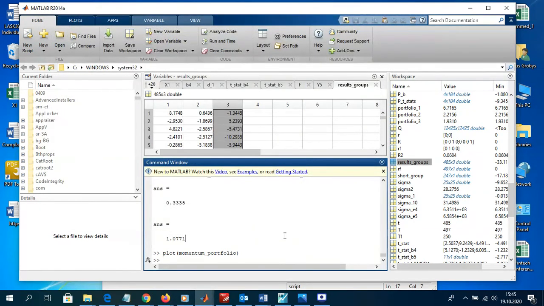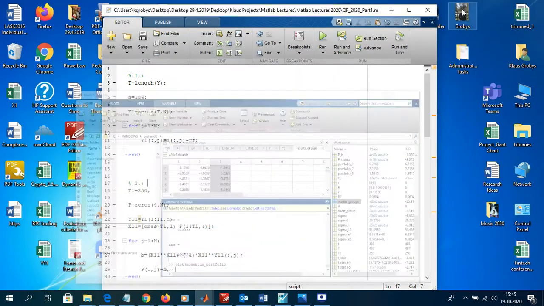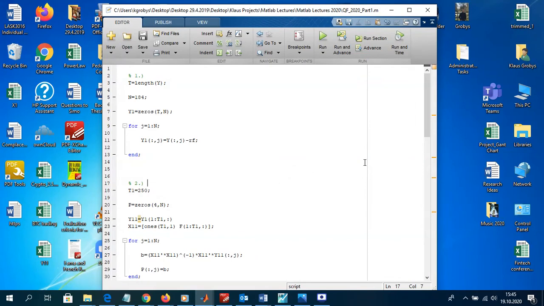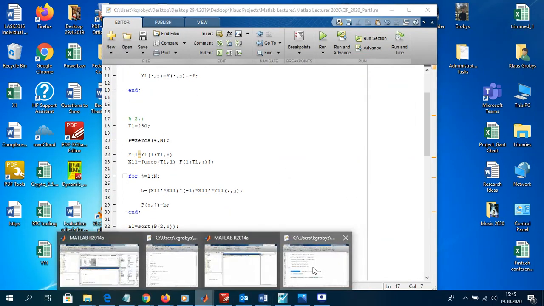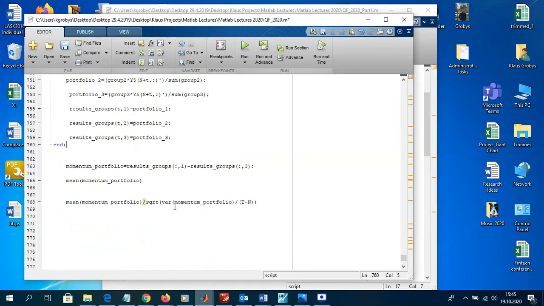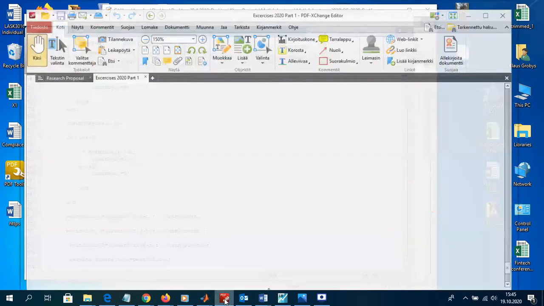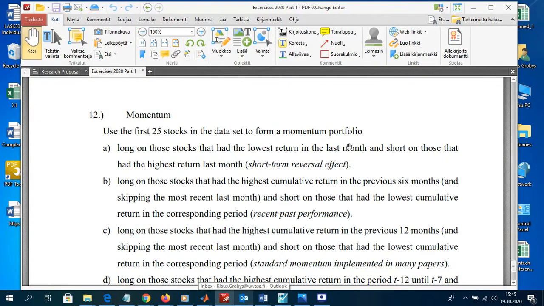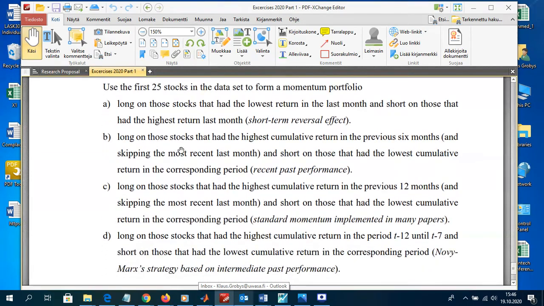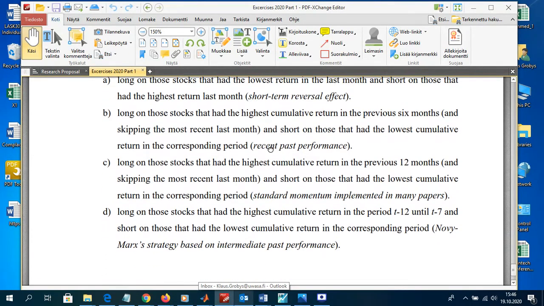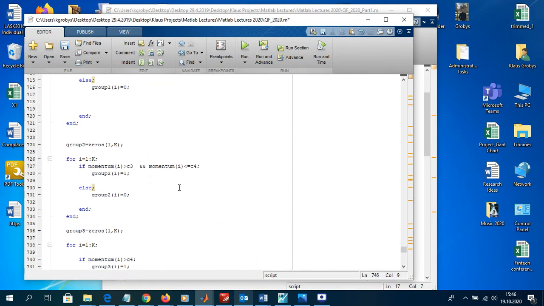Maybe then something significant might come out. Who knows? So next, we could check another strategy. So this was the first part, the short-term reversal effect. Let's have a look at what happens if we base our cumulative returns on the previous 6 months, skipping the most recent month.